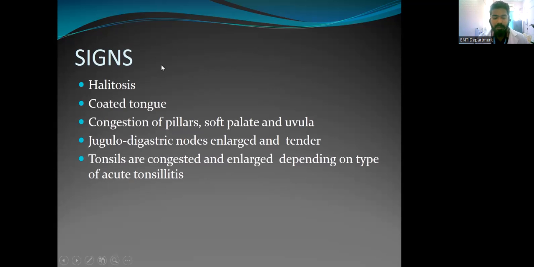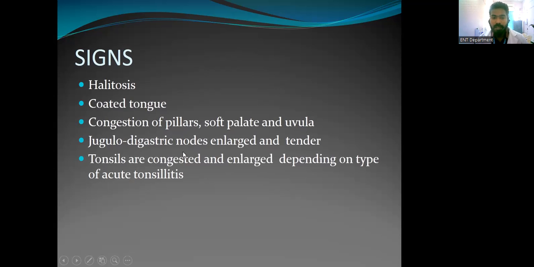Now the signs, what you elicit from the patient. When you examine the patient, you get halitosis, that is the bad breath. When you ask the patient to open his mouth to see his tonsils, you get a bad breath. That's the halitosis. Otherwise, you see the tongue is coated. And there is congestion of the pillars, soft palate, and the uvula. Since it's an acute inflammation, you see congestion of the pillars and the soft palate, which is above, along with the uvula.